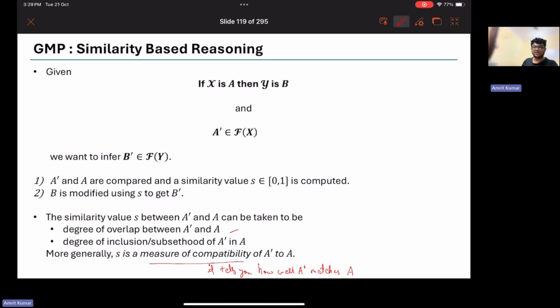Now the question is, given fuzzy sets A dash and A over universe capital X, how do we compute the degree of overlap? That is something that we need to answer. And similarly, how do we compute the degree of inclusion or degree of subsethood of A dash in A? So we'll quickly answer these two questions and then we will move ahead.